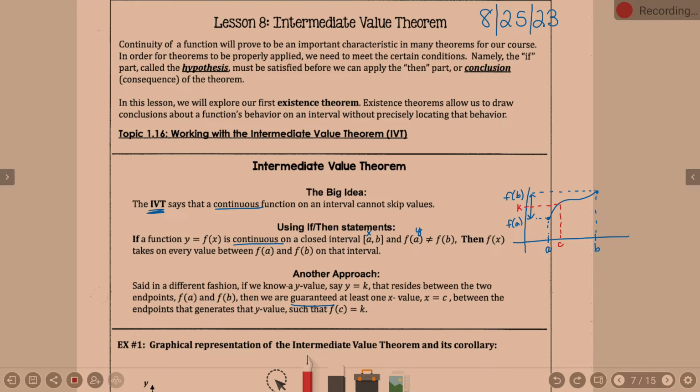So, I guess it's the idea that the ordered pair c comma k lives on the graph. I mean, that's what we're saying here. C comma k is a point on the graph.